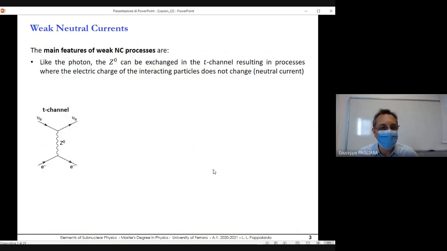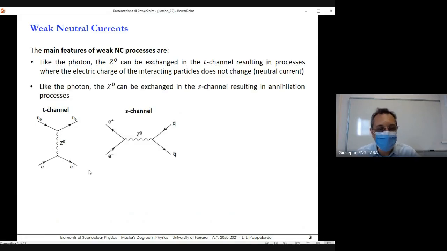Now, let me tell you a few main features about the neutral currents, and we will, of course, go into detail today and also next week. So like the photon, the Z0 can be exchanged in T-channel, like the one you see here, in processes where essentially the identity of the interacting fermions remains unchanged. Okay, so this is, for instance, a neutrino-electron weak scattering, mediated by the Z0. The neutrino remains a neutrino, the electron remains an electron, and charge is conserved, of course, and is not changed.